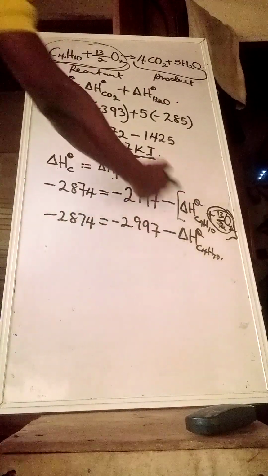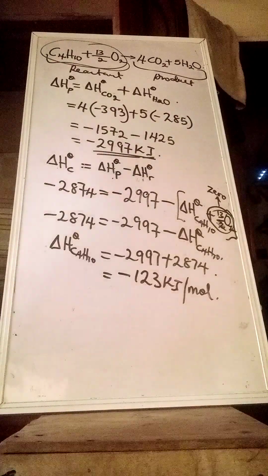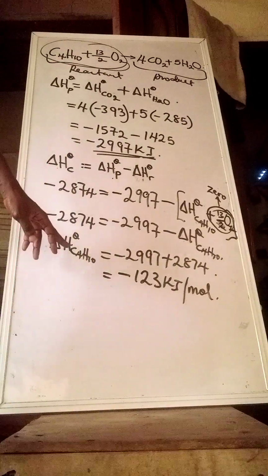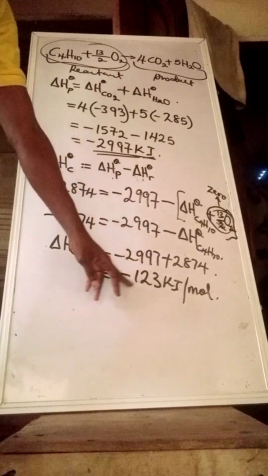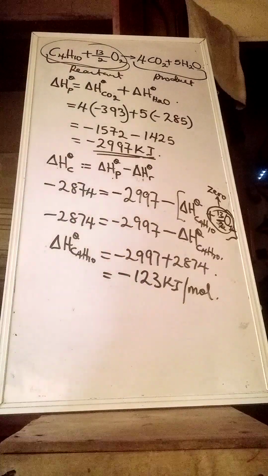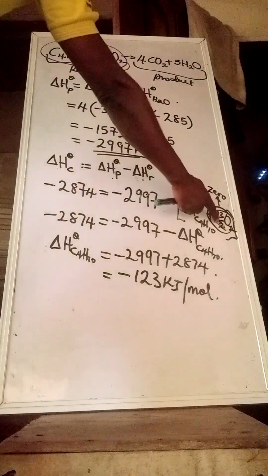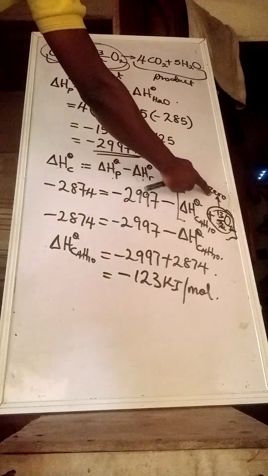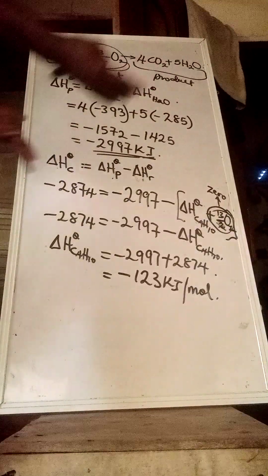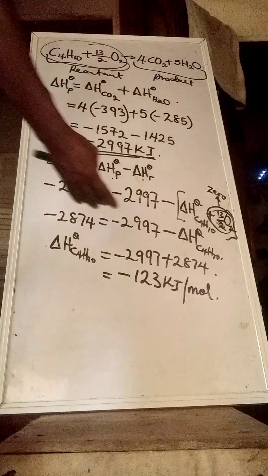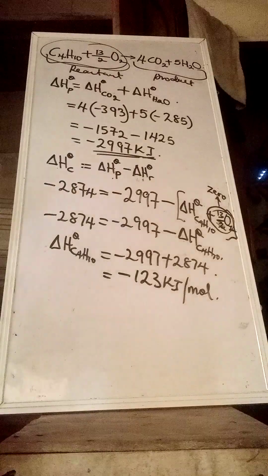So by the time you cross this to the other side, what will that give us? The standard enthalpy change for the formation of butane is negative 123 kilojoule per mole. Remember, I told you anything standard is per mole. And don't forget here, for the oxygen, its enthalpy change is 0 because there is no formation of oxygen or any information given about formation of oxygen. So that is why it is 0. Supposing we are given, it will be included in the calculation.